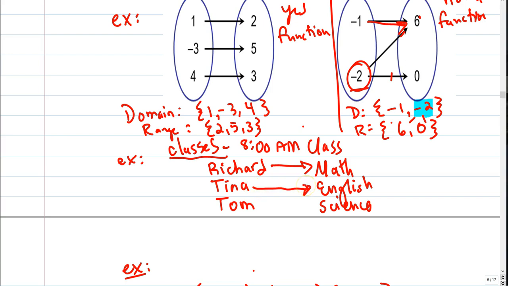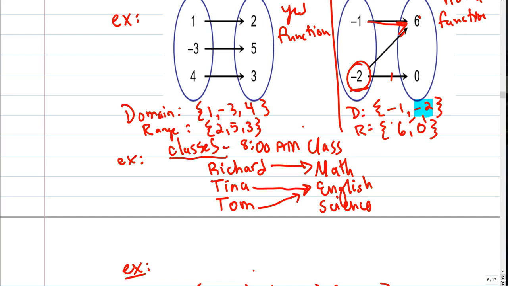Is this currently a functioning schedule? Can Richard take math and Tina take English at 8 a.m.? Absolutely. What about Tom? Tom's like, I got a thing for Tina, so I'm going to go take English and hang out with Tina. Is that okay? Now, maybe he was a creeper, I don't know. But every x, every input, every person currently has one class. This is still a functioning schedule.